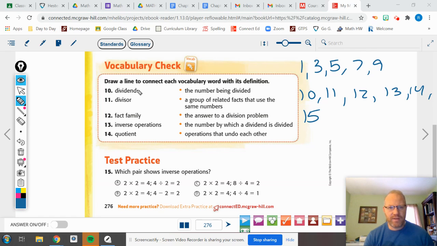Dividend is the total. It's the number being divided, the total. Divisor is the number that you're dividing by. So the number by which the dividend is being divided, that's the divisor. Fact family is a group of related facts. Inverse operations, operations that undo each other or opposites. And quotient is the answer to a division problem.